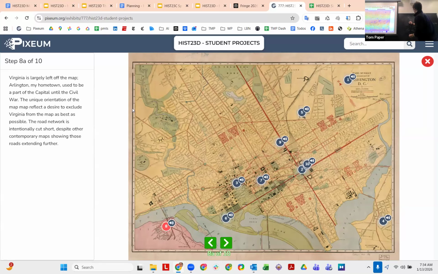Oftentimes maps of DC depict it as this kind of diamond shape, and then after the Civil War, it kind of looks like that. And so if you're making a map and you need to make it rectangular, you would have to do that, which takes up a lot of paper. So I imagine if you just rotate it a little bit, you don't have to use as much paper. So that's probably my best guess, is it's cheaper to have it flipped and you can maximize the amount of stuff that you have in the map.